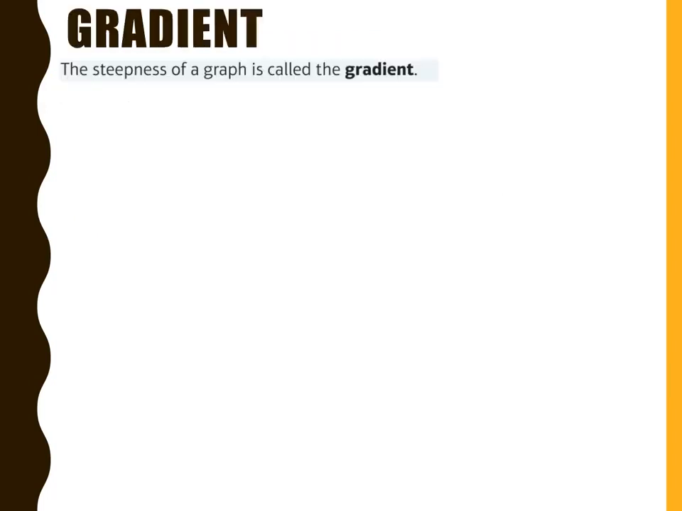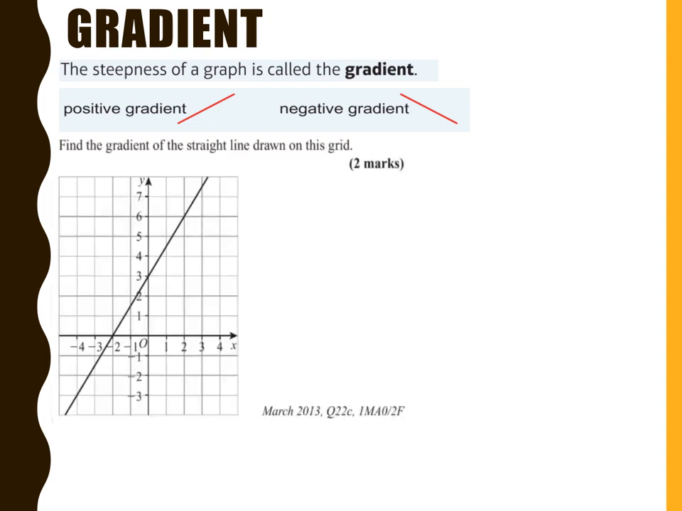Okay, so gradient is the steepness of a graph. If you have a positive gradient, the line goes that way. I usually say up the stairs is positive gradient, down the stairs is negative gradient. So this is going up the stairs and this is going down the stairs.